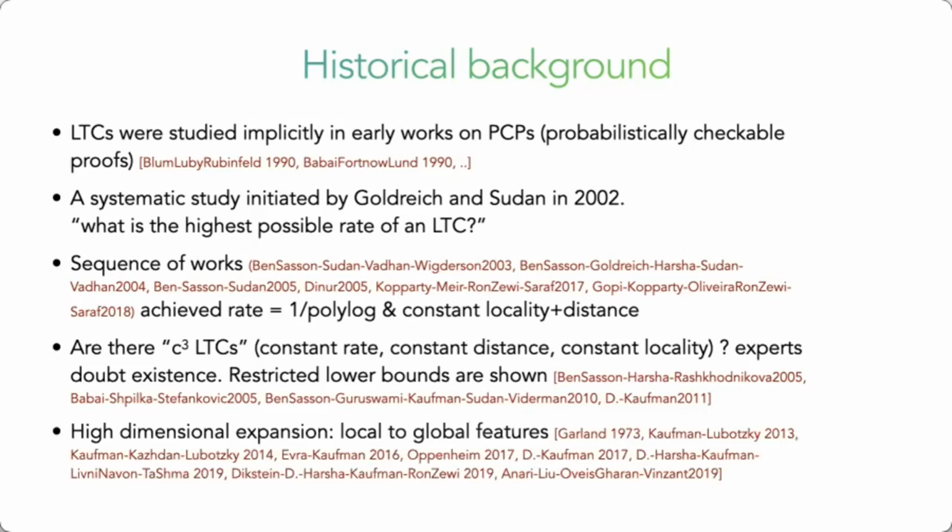A few years later, these objects made their way into TCS, called high-dimensional expansion. High-dimensional expanders are things that some people knew about a long time ago, but in my sphere we heard about them a few years ago, and they're very interesting combinatorial objects that have these local-to-global features. I might talk about them later, but they gave some hope for getting such LTCs.